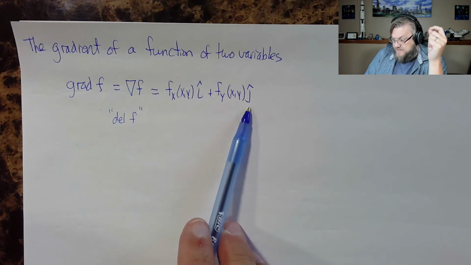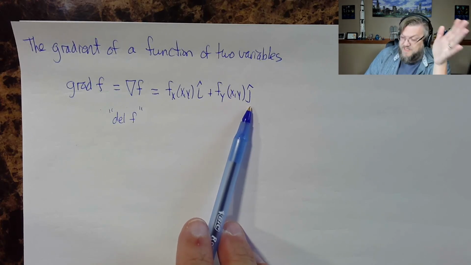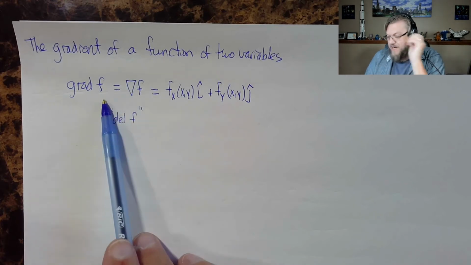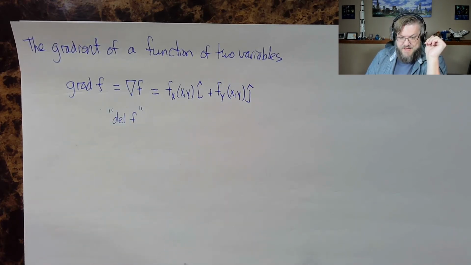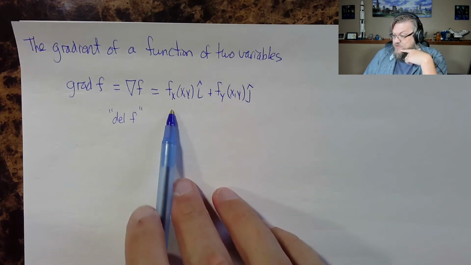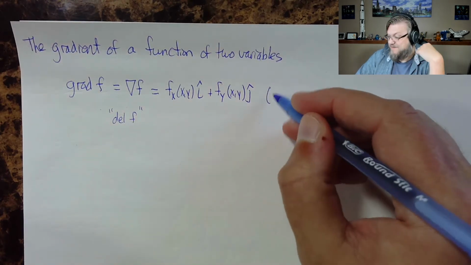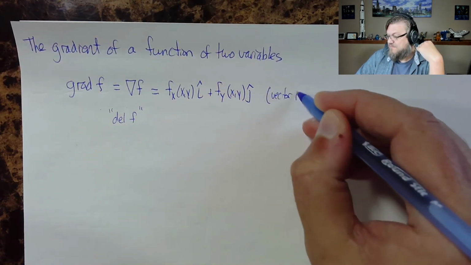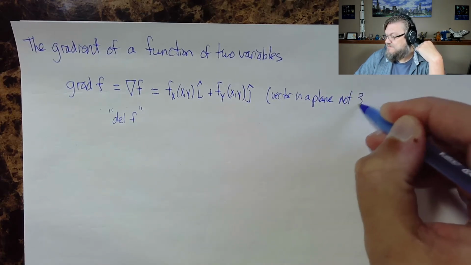But the gradient of a function is a vector. The directional derivative of a function is a scalar. The gradient of a function is a vector. You see that? Now, one thing we want to make note of right away, please notice that this is a two-dimensional vector. So your book reminds us that this is a vector in the plane, a vector in a plane, not 3D space, right?